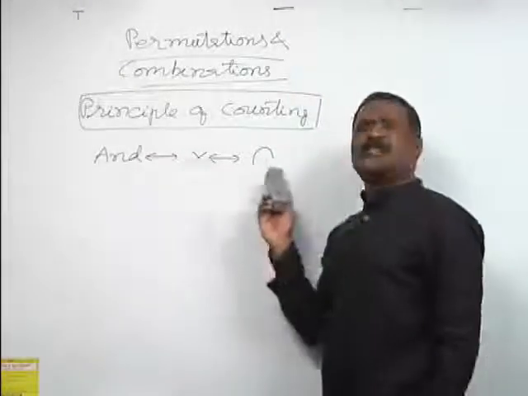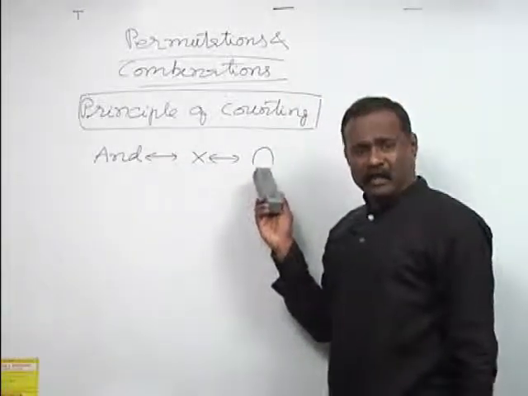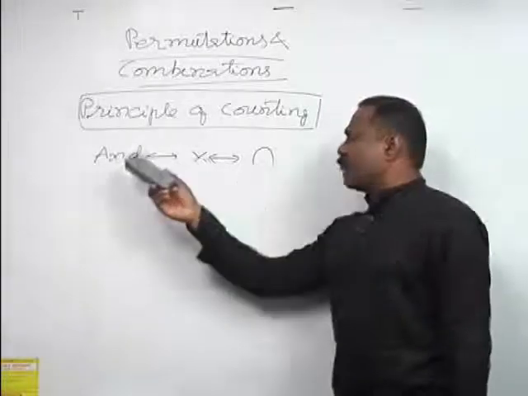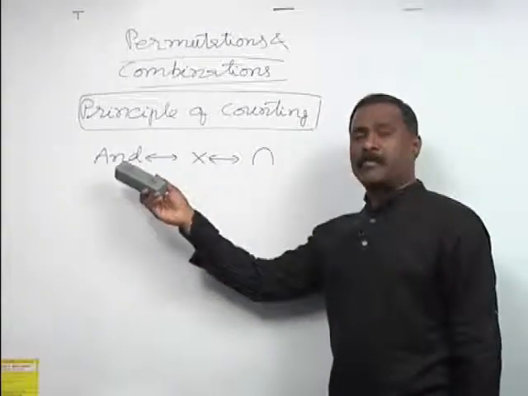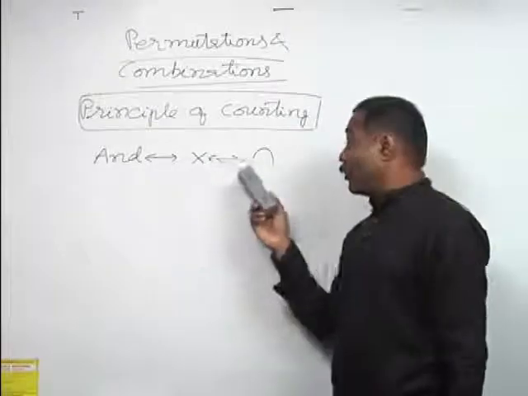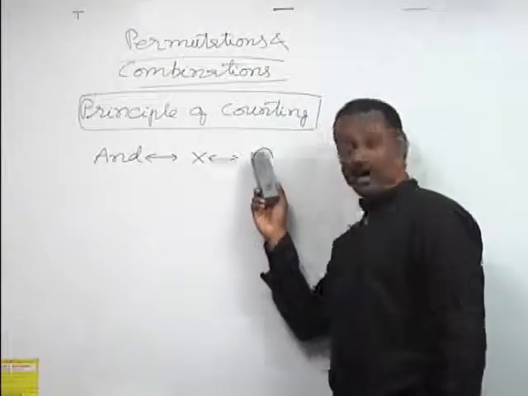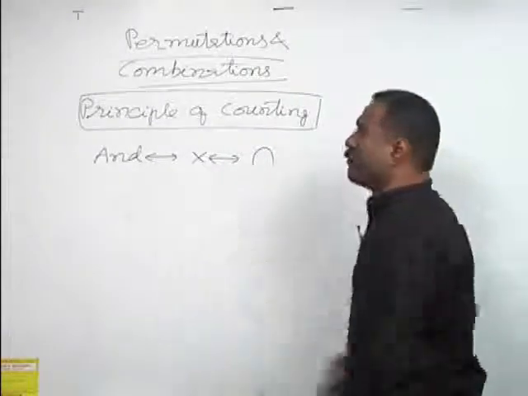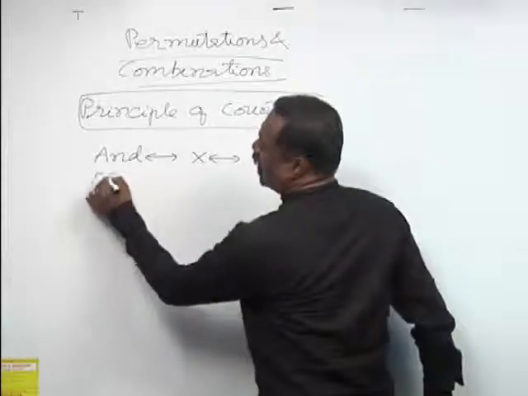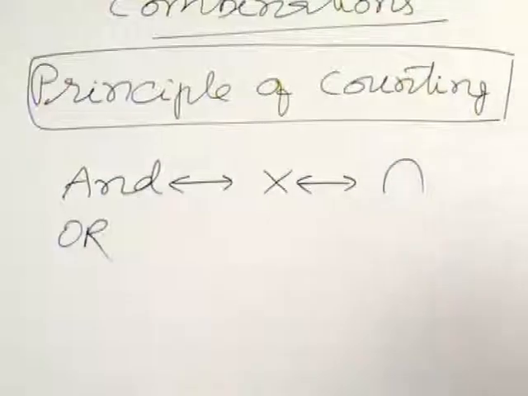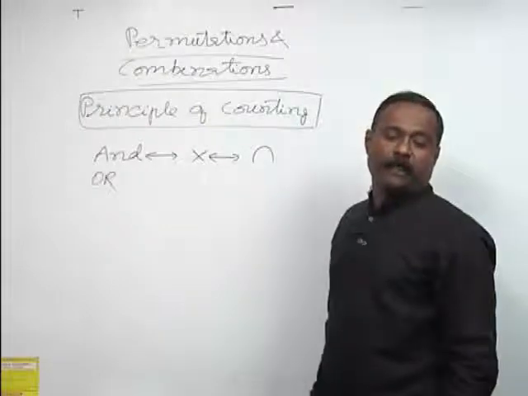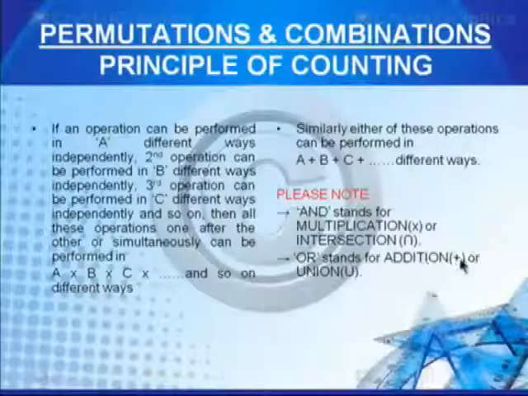So there is no difference between these three in permutations and combinations. Understand, whenever you come across "and" in the problems, multiply or use intersection. Whenever you get intersection, use into, that is multiplication. Similarly, if you have "or" here, you see that "or" stands for addition.